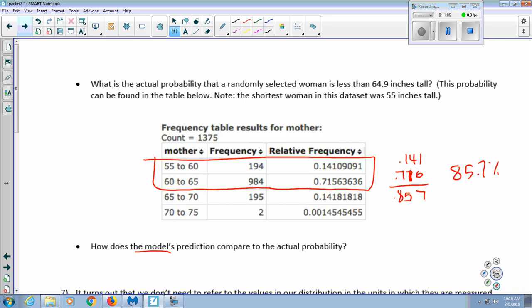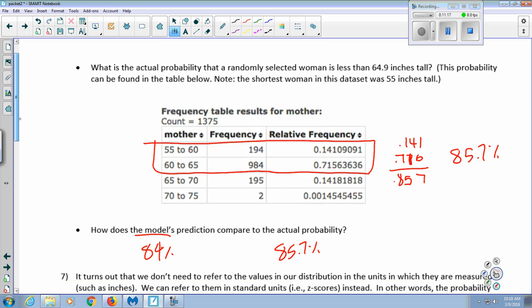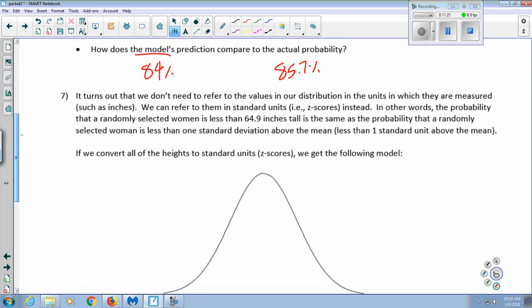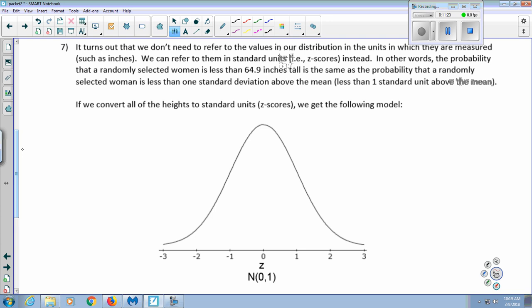Remember, the model was 84%, and the actual data we're saying is 85.7%. So our model's pretty good. It turns out that we don't need to refer to the values in our distribution in the units in which they're measured, like inches. We can refer to them in standard units. In other words, we can always standardize the normal model and use z-scores, and that will make it easier for us to find these probabilities.